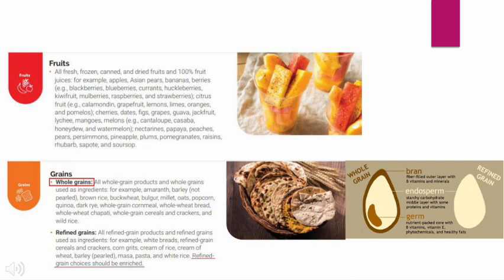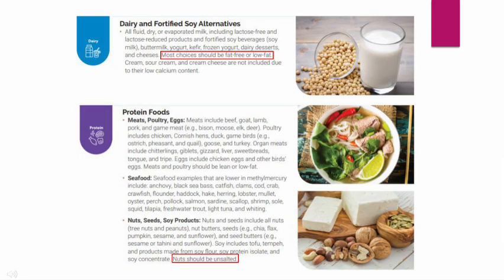So the key takeaway here is balance. Encourage more whole fruits and more whole grains. These simple changes can significantly improve a patient's overall diet. Let us move on to dairy and protein foods.